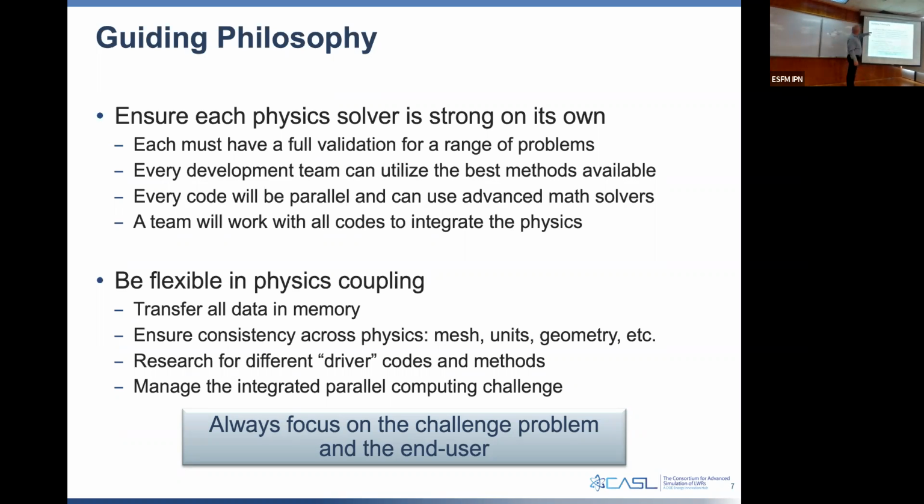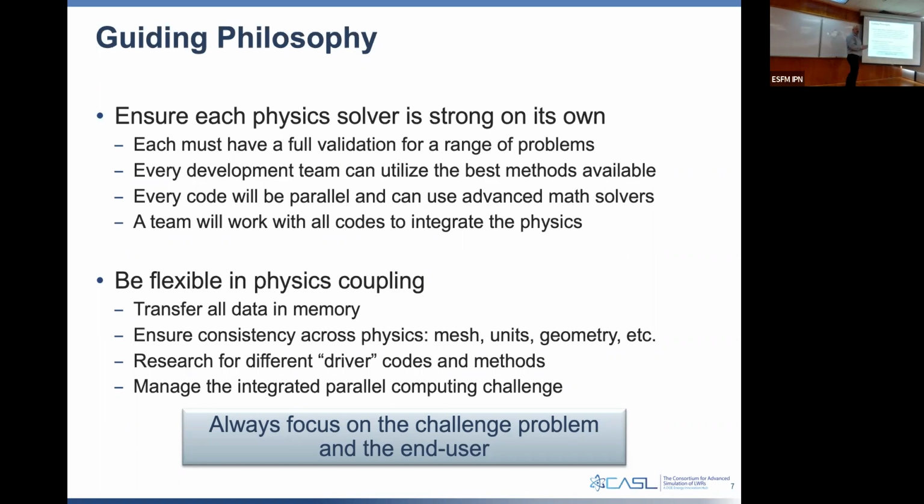For us, our guiding philosophies were we wanted to make sure that each of the physics solvers is strong on its own. If we have a neutronics capability, we want it to be a really good neutronics capability. With thermal hydraulics, we want it to be really good thermal hydraulics. So every one of those codes, we said, you have to have validation. You have to run your code. You have to prove that it's right. You have to compare it with experiments. You have to understand what error your code has.